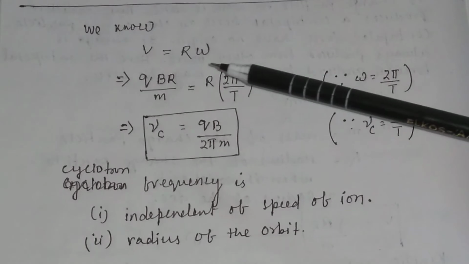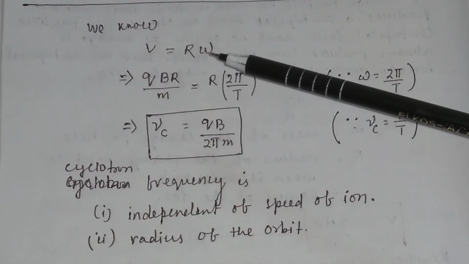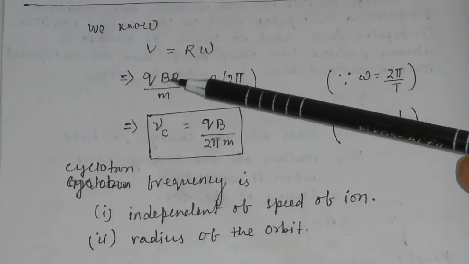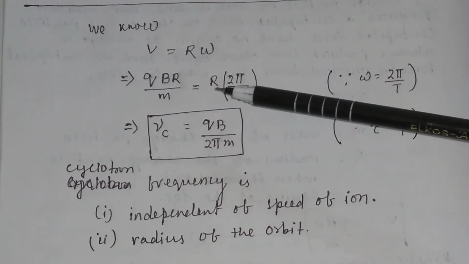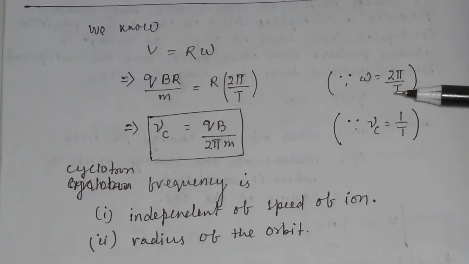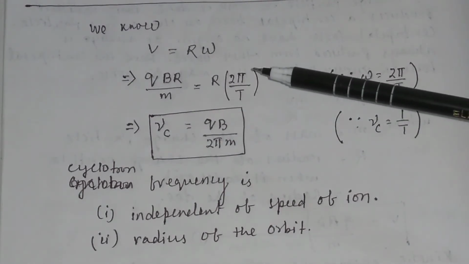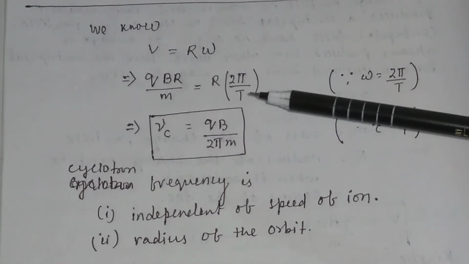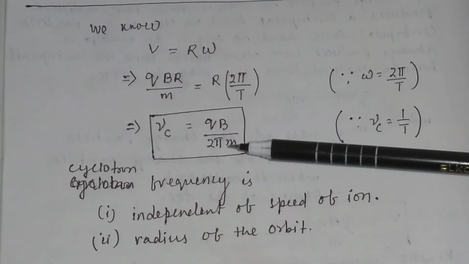And we know the linear velocity is equal to r into angular velocity, and the velocity of the charged particle we have found out is equal to qBr divided by m, and that will be equal to r into omega. Omega is equal to twice pi by T, where T is the time period. So here 1 by time period is equal to the frequency. So frequency of the cyclotron will be equal to 1 by T. We can write here nu C, that will be equal to qB divided by twice pi m.